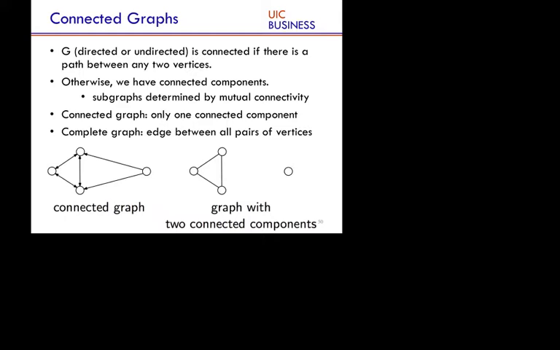And a complete graph is essentially an edge between all pairs of vertices. Undirected graph will always be connected? No, this is an undirected graph, which is not always connected. There's no path from this node to this node. Right? You can have a vertex which is not connected. You can have not just a vertex, you can have two separate triangles, let's say.